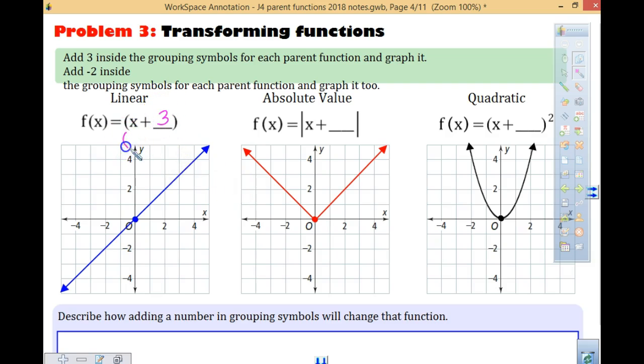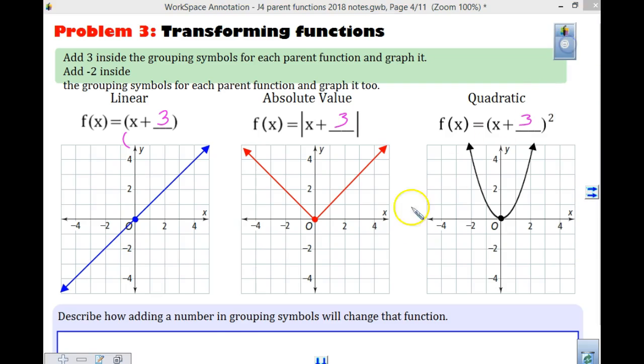Then we're going to do a function where the first time we want to add 3 to each one. And the next time, instead of adding 3, we want to subtract 2. But again, we want it to be parenthesis x minus 2, absolute value of x minus 2, and parenthesis x minus 2 squared.